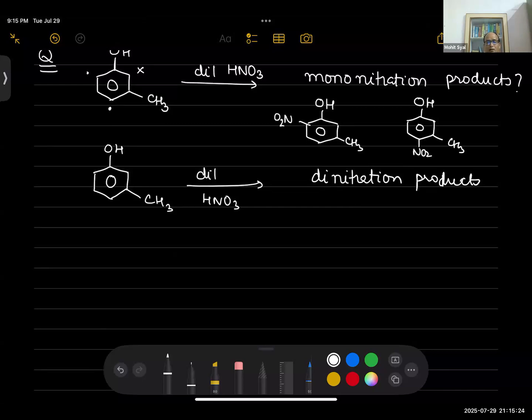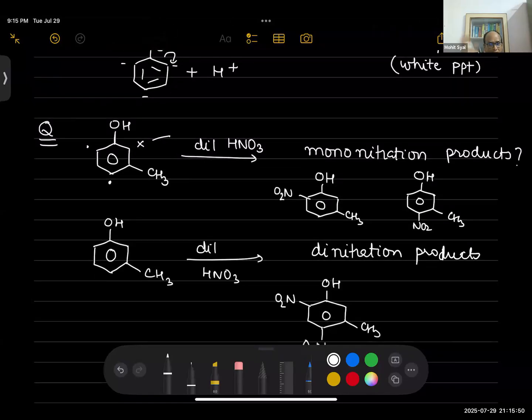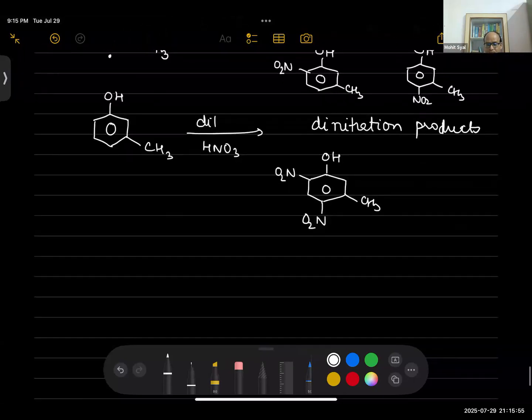Dinitration product. In dinitration, again you are going to put the two nitro groups at the two positions, but not in the middle. That's because that middle position is too crowded. It is surrounded by two different sides. Got it? So this is going to be the product. Clear?